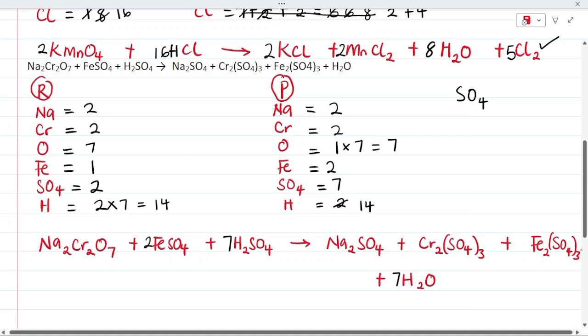Same thing happens to chromium. Chromium here, if you adjust the chromium here, it affects the chromium here, which is attached to sodium and oxygen. So automatically, if I adjust this chromium here, it will come back and affect this chromium over here. It will affect the oxygen as a result, affect sodium as a result, and it will also come back to affect, back on the product side, sodium sulfates and water. It will just continue like that, and it will become almost impossible to balance.